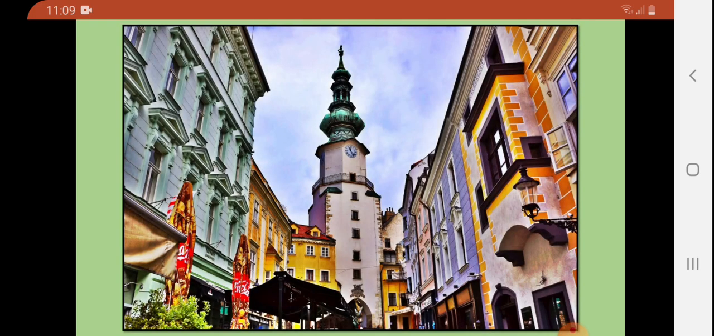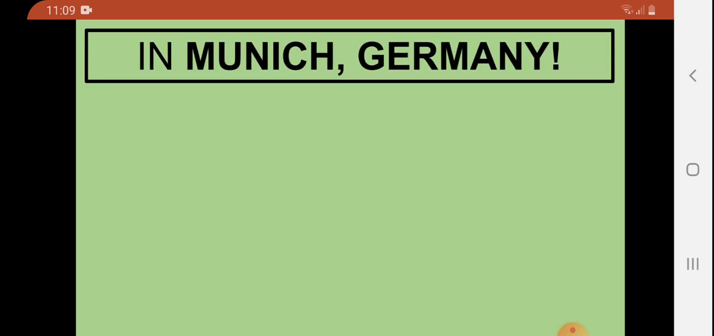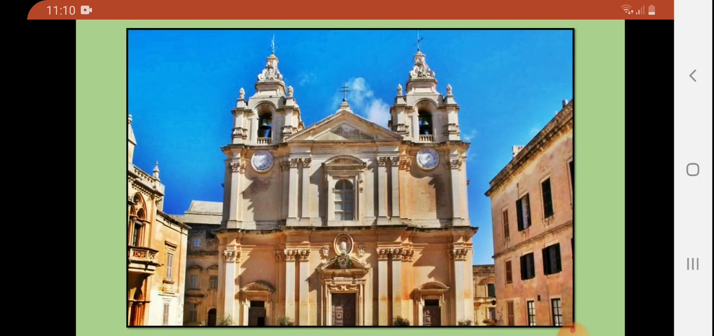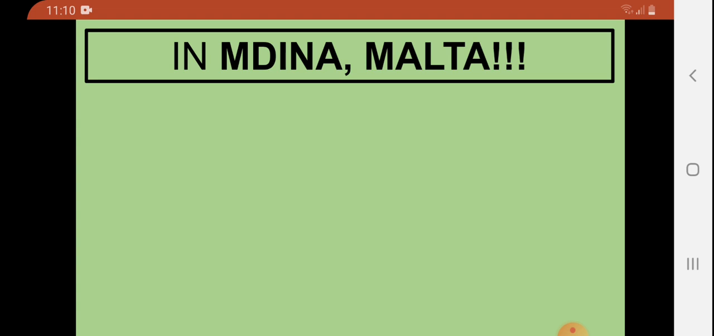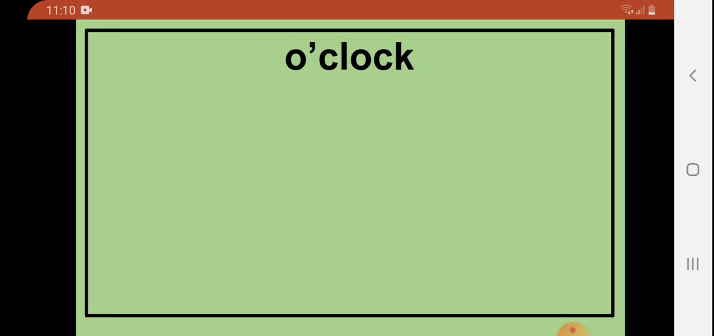Another clock, as you can see. Clocks are all around us. Time is all around us. This one's in Slovakia. This one, very particular, is in Munich, Germany. And I guess that you are familiar with this one. That was in Malta, in Mdina, the old capital city. Anyway, the point is that clocks and watches are all around us. They are continually used.